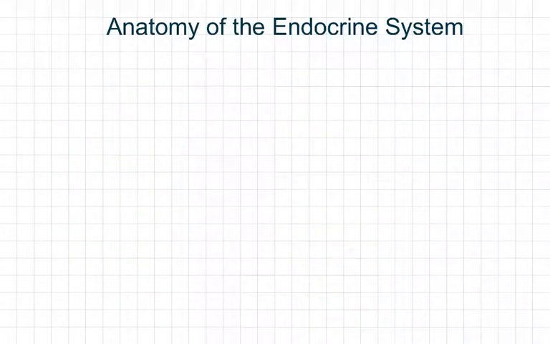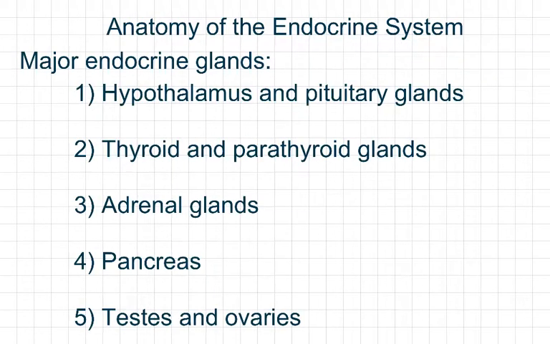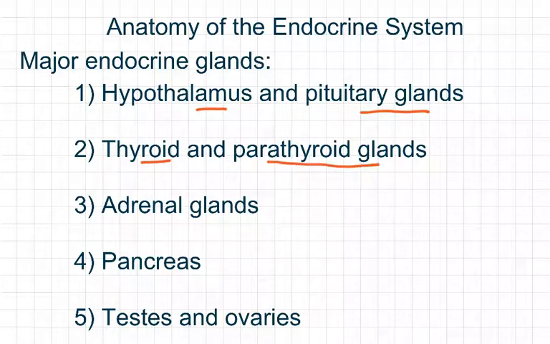So previously we stated that hormones are secreted by endocrine glands. And within the endocrine system, there are 5 major endocrine glands, and these include the following: the hypothalamus and the pituitary glands, the thyroid and the parathyroid glands, the adrenals, the pancreas, and testes and ovaries.